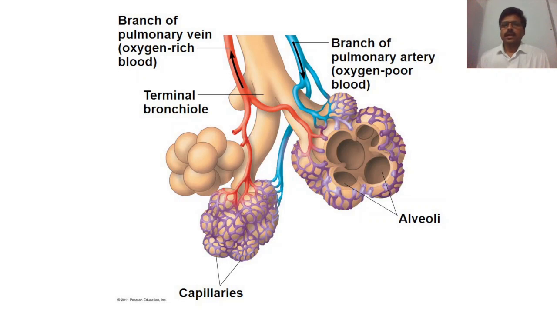Alveoli lack cilia and hence are susceptible to contamination. Secretions, called surfactants, coat the surface of the alveoli. Preterm babies lack this surfactant and are vulnerable to respiratory distress syndrome. In this case, the treatment is provided by artificial surfactant.